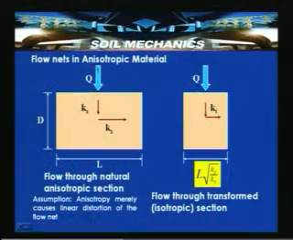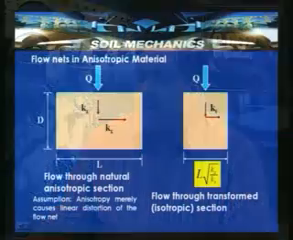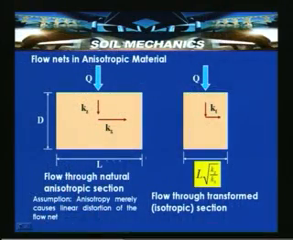So, now consider the flow nets in anisotropic material. If you take the flow through the natural anisotropic section, it will look like this, with length L and the same depth D, assuming that the flow is taking place in the vertical direction, that is along the Z axis. Kz is the permeability along the Z axis, and the flow is occurring over L into 1 meter, that is per meter length of the plane considered here. So, in this case the flow is occurring over an area of L into 1.